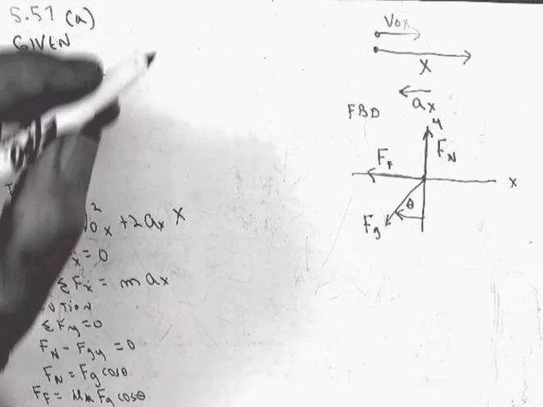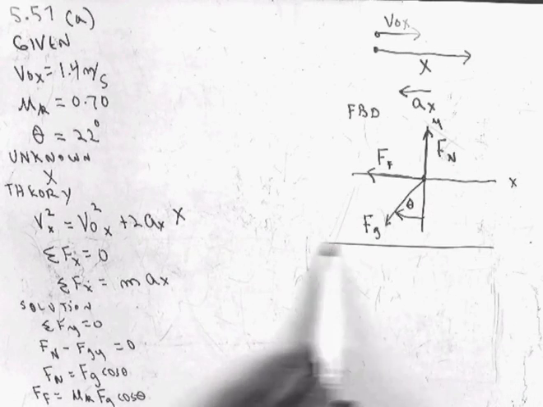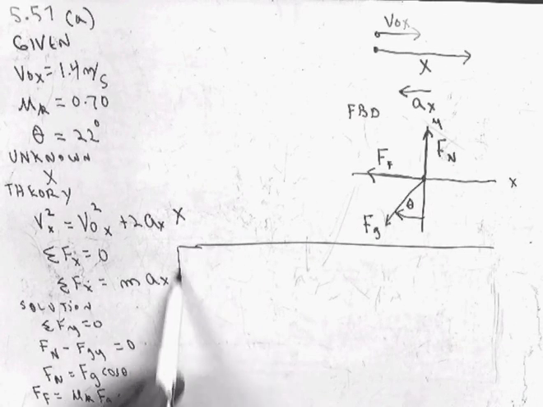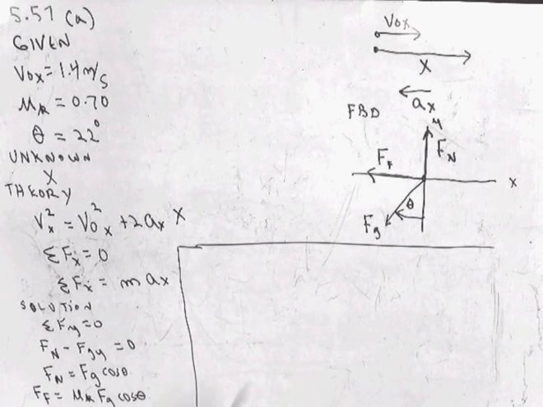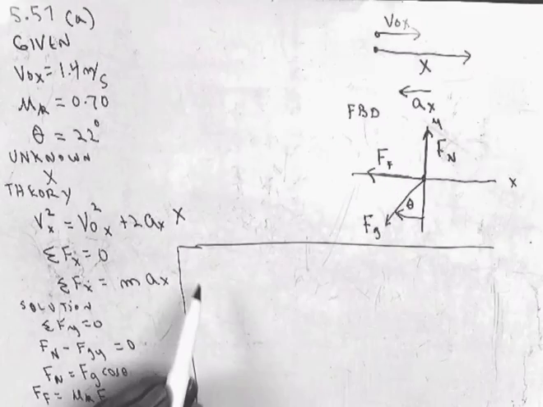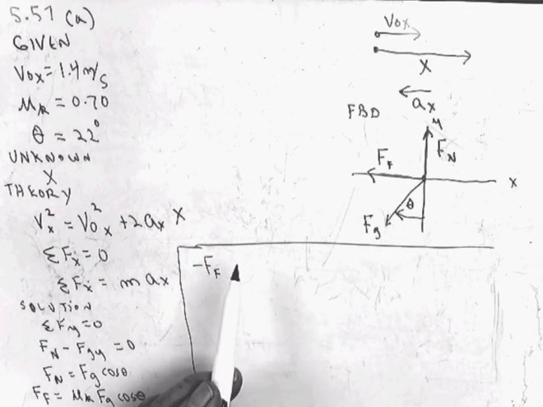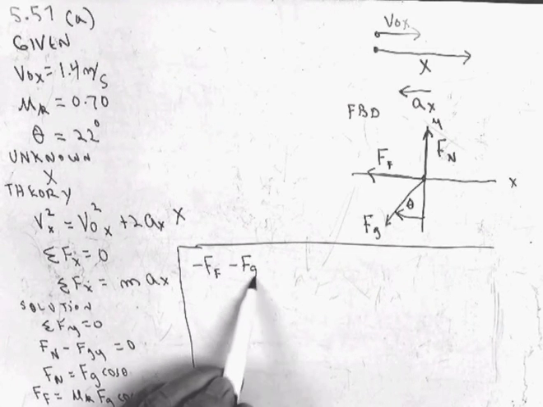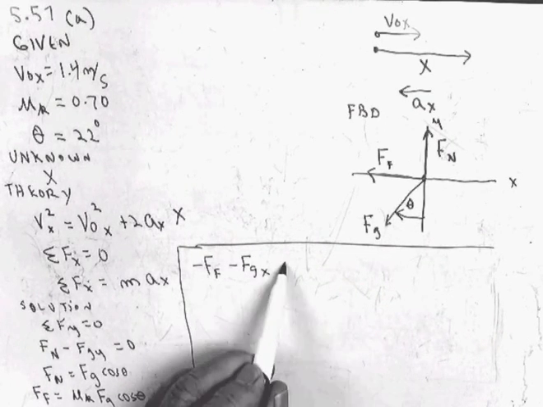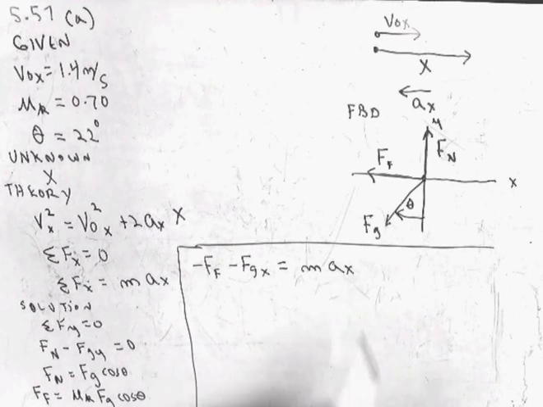Let's see if this takes a little bit. I think I have enough room here for this part. So if I just use this right here, there's a little bit of algebra involved. Let's sum the forces in the x direction. Both the friction force is negative, and the x component of the force of gravity, and the sum of those two must be equal to the mass times acceleration in the x direction.